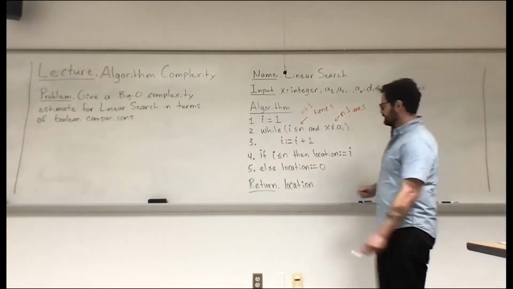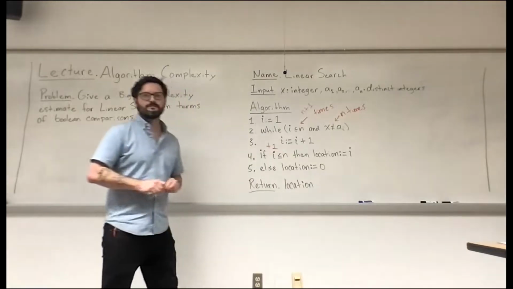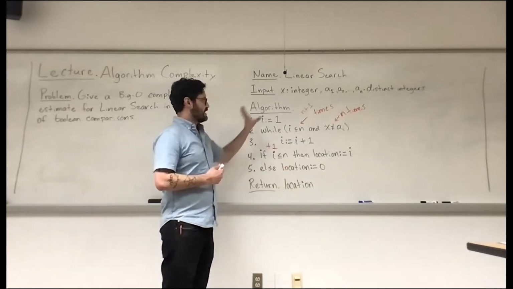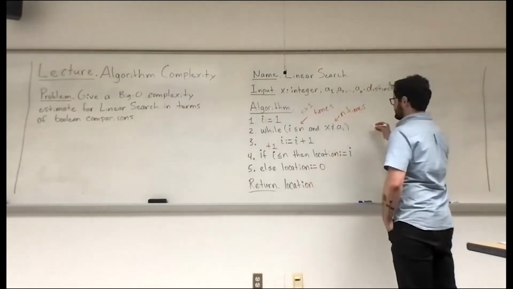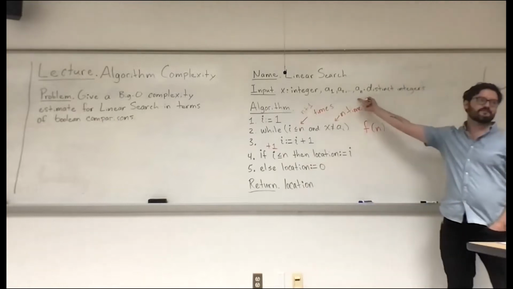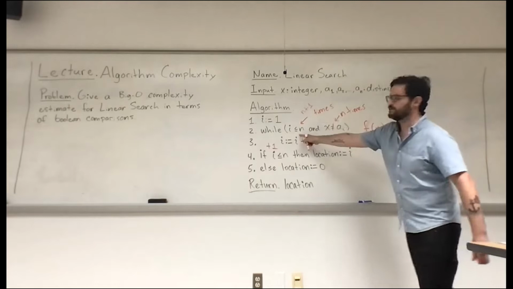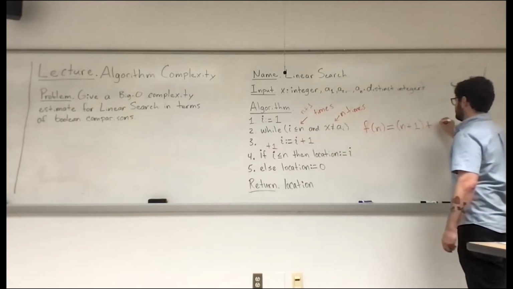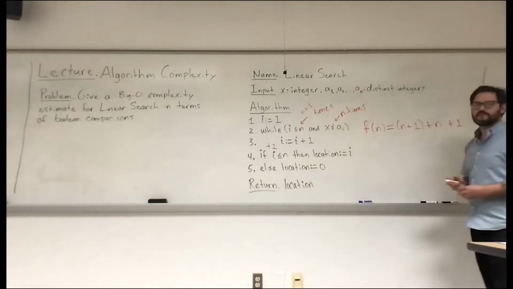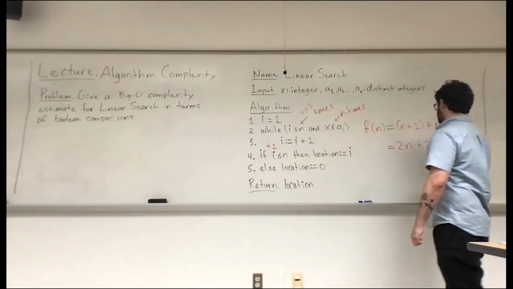Okay, so then we have to check that. So this is plus one right there. And then that would fail, and then we assign location, and then we're out. So it looks like this is how many times we've got it. If our function is f of n, where n is the size of the list we pass in, it's going to be equal to n plus 1 for that one, plus n for that, plus 1 for that one. So altogether, this will be 2n plus 2.